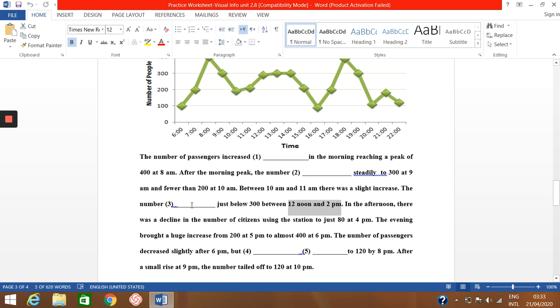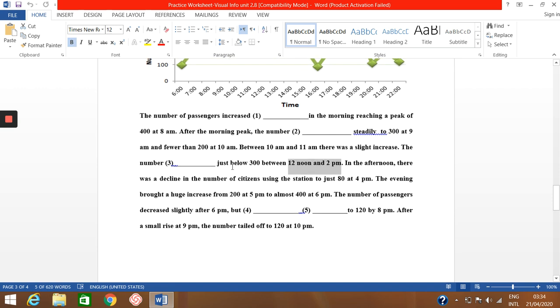So leveled off, OFF, or remained stable, because it says at the same point here. So let's continue. So leveled off or remained stable. Stable means without change. Now let's continue. In the afternoon, there was a decline in the number of citizens using the station to just 80% at 4 p.m. Okay, we don't have to bother about showing that.